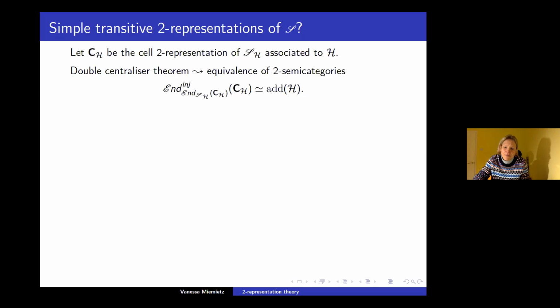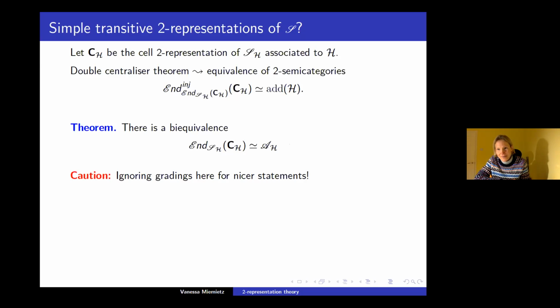And the key theorem that then makes this helpful is that this endomorphism ring is actually our asymptotic bicategory. And now I am ignoring gradings, because I don't want to set up all the notation. So technically this here is a graded gadget and it's some free Z-cover of this thing. So this isn't a fully precise statement.